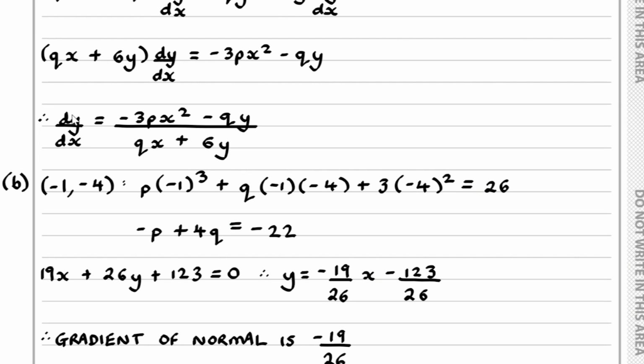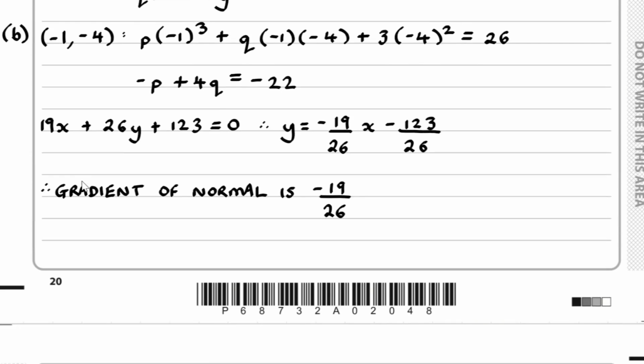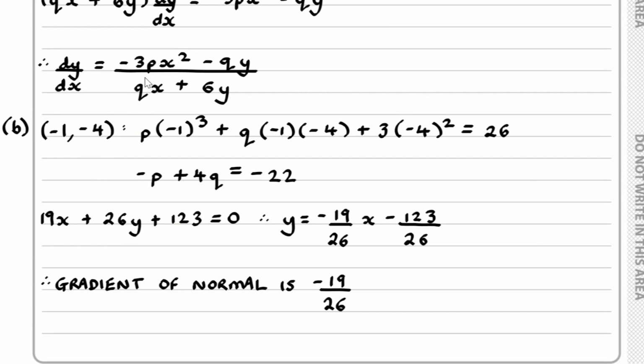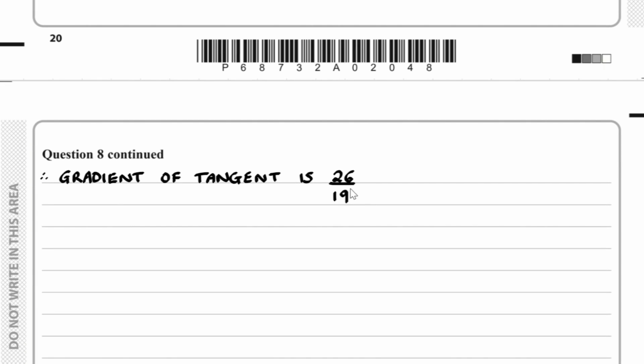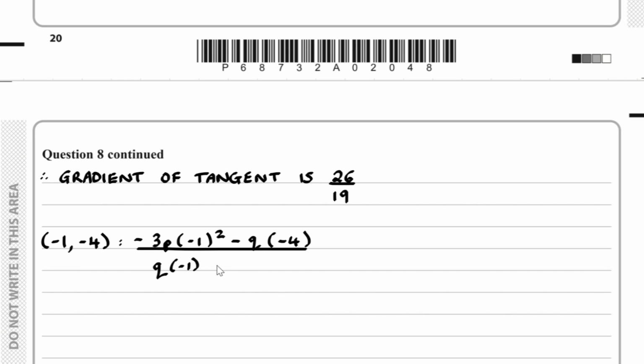Now with dy over dx, if we substitute in the point -1, -4 and equate this to 26 over 19, we can find another equation in terms of P and Q. So, replacing x with -1 and y with -4 and dy over dx with 26 over 19, at the point -1, -4, we have minus 3p, lots of -1 squared, minus q lots of -4, divided by q lots of -1 plus 6 lots of -4, this is equal to 26 over 19.